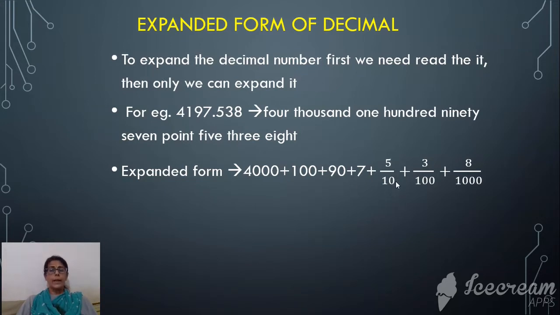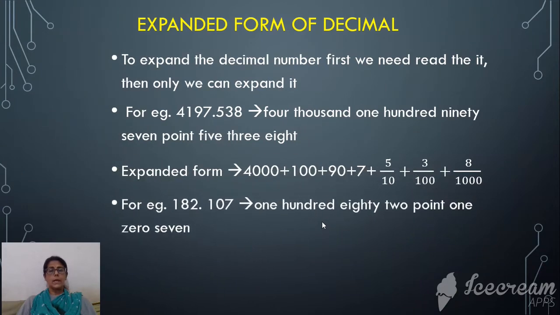5 upon 10, then 3 upon 100 and 8 upon 1000. So 4000 plus 100 plus 90 plus 7 plus 5 upon 10 plus 3 upon 100 and then 8 upon 1000. Understand? Okay, we will check with another example.